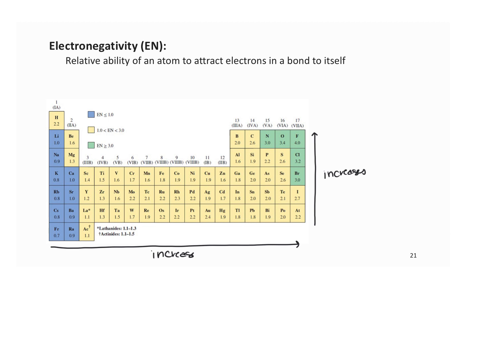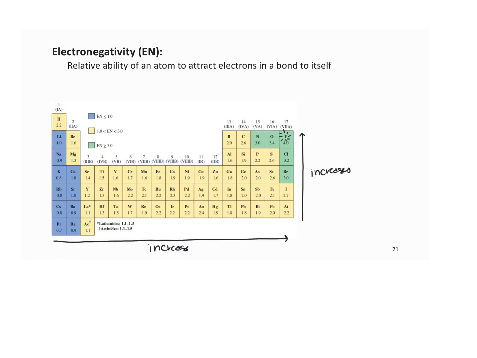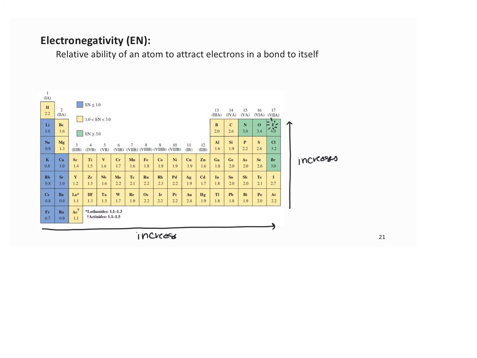And then fluorine here is the most electronegative and is given an arbitrary value of 4, okay? Now, you do not have to memorize these values. Please do not. If you have to calculate the electronegativity of a bond, I will give you these values.